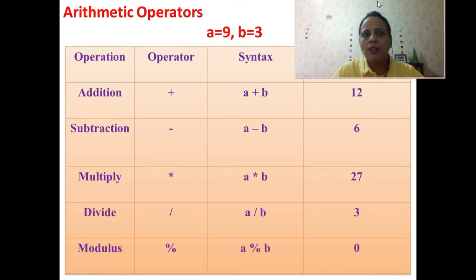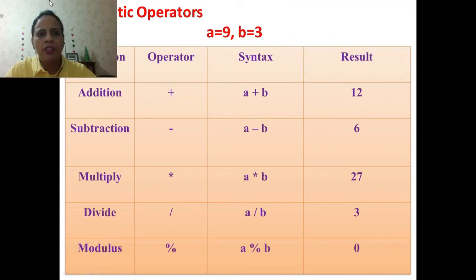So this is the result. Let's say we have two variables, a is equal to 9 and b is equal to 3. The first one is addition. The symbol for the addition operator is plus. This is the simple sum of two numbers like you do in mathematics. So a plus b will give you 12. Similarly, subtraction, a minus b will give you the difference of two numbers, that is 6.